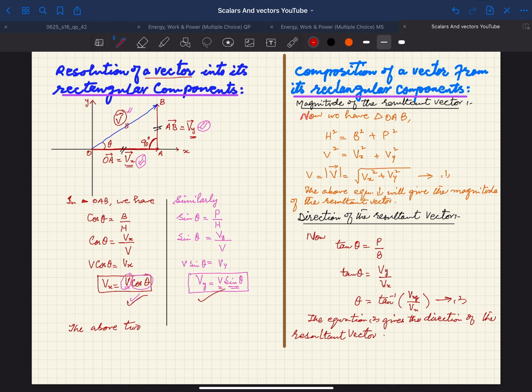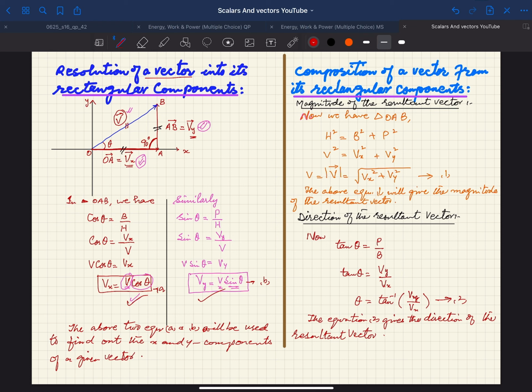two equations, like equation A and B we can mark, equation A and B will be used to find out the x and y components of a given vector.